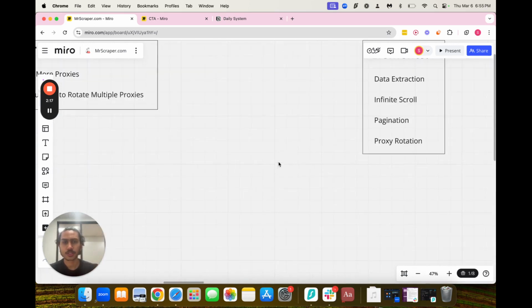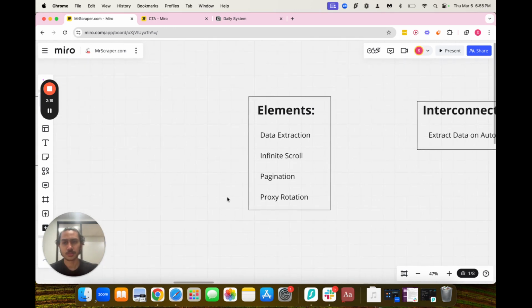Now, here are the elements in the system for MrScraper.com. 1, data extraction. 2, infinite scroll. As you're extracting specific data, you get to decide how much data you want to extract from a single page. It can go on and on forever for how many tokens you have or how many tokens you're willing to pay for, right? And they also have pagination, another element.